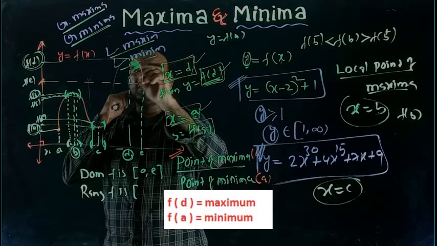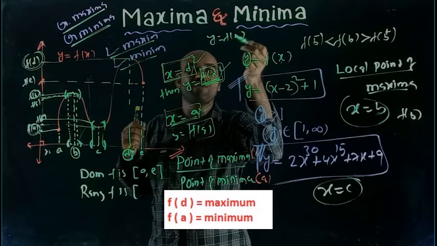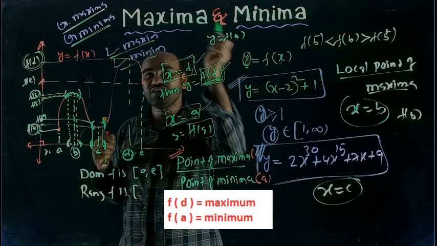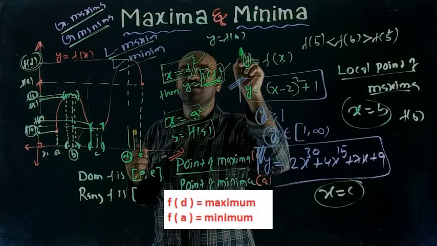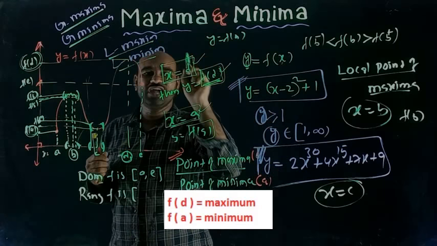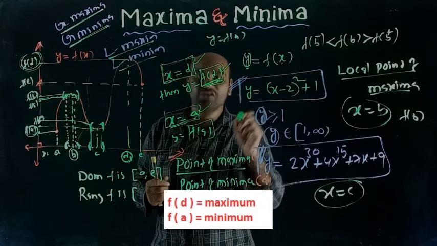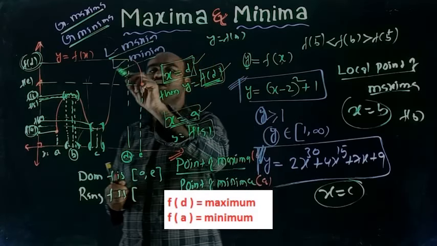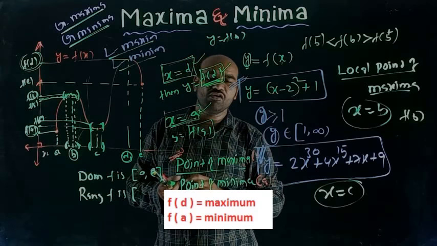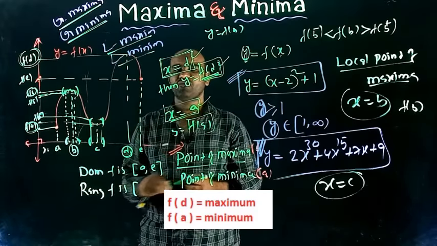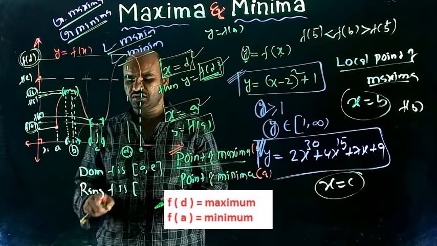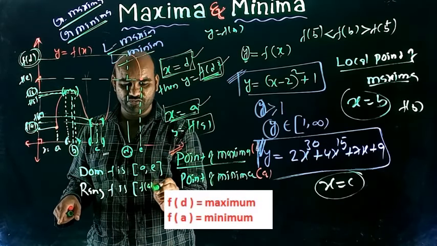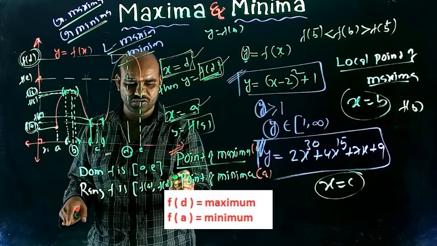So local maxima. If a function is defined in the neighborhood of x, and that x is giving a maximum value, then that x is called a local maxima, and the value is called a local maximum value of the function in the neighborhood of x. Similarly, you can define local minima and local minimum. After this explanation, we conclude that the range of f is the closed interval f of a to f of d.